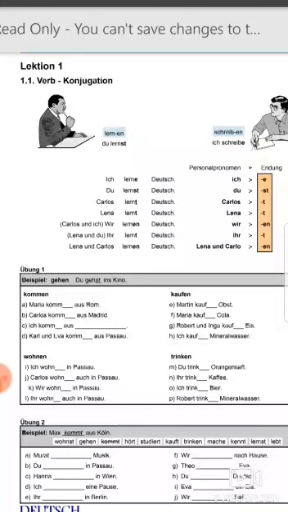So, you have to solve these examples on your own. It is very easy. So, good luck for solving the examples.